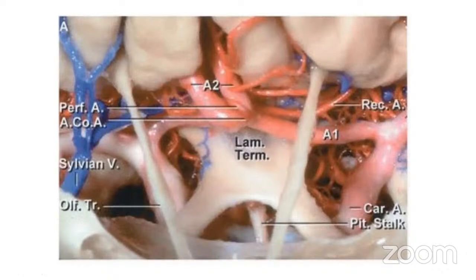bilateral A1s. Here you can see the ICA giving the branch of A1, and here is the contralateral ICA giving the branch of A1 of the opposite side. Here they are joined by the anterior communicating artery. Here you can visualize the perforating artery, and beyond the origin of the anterior communicating artery and A1, at the bifurcation, we can visualize the A2 branches being given off.